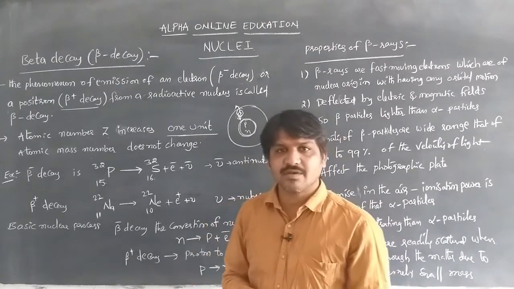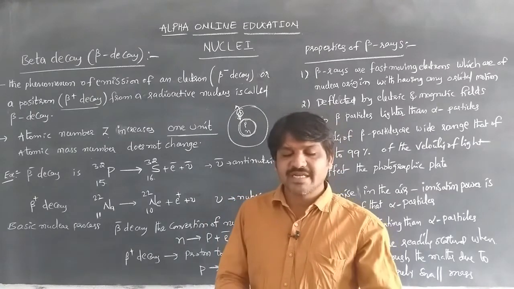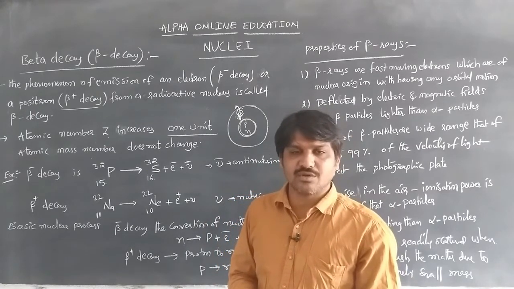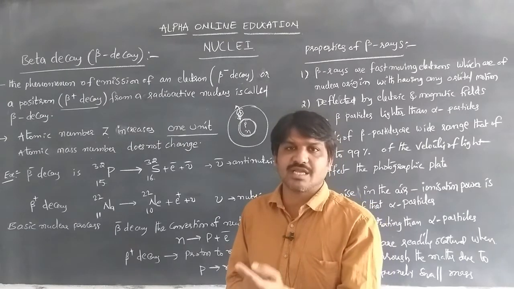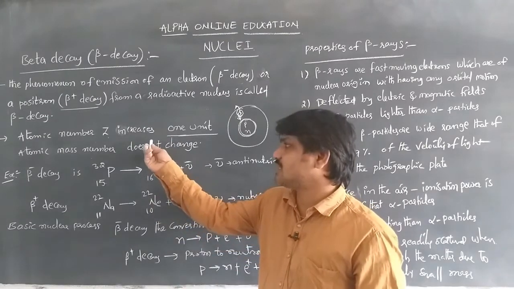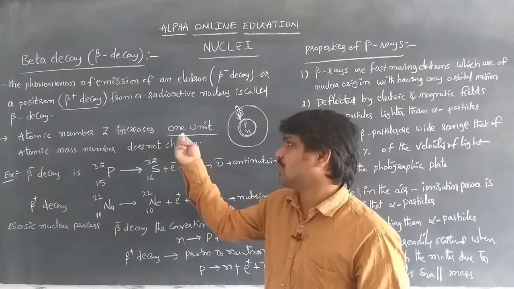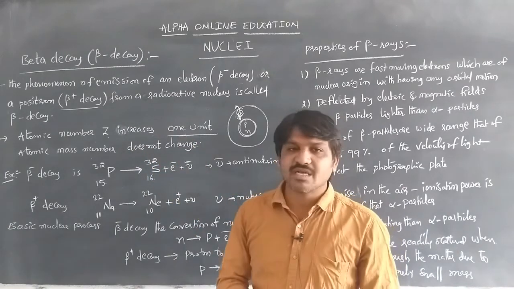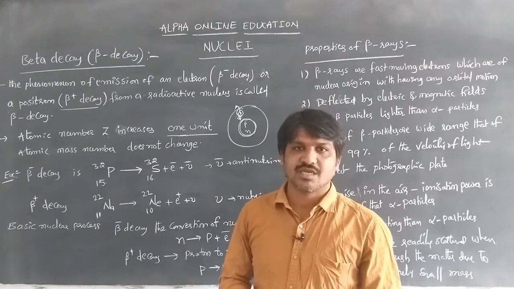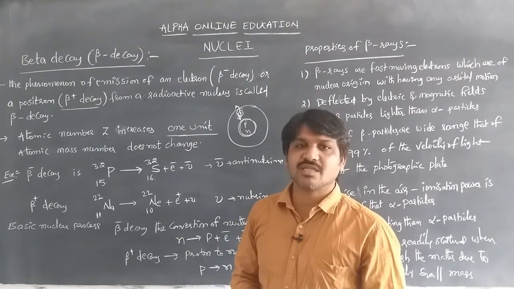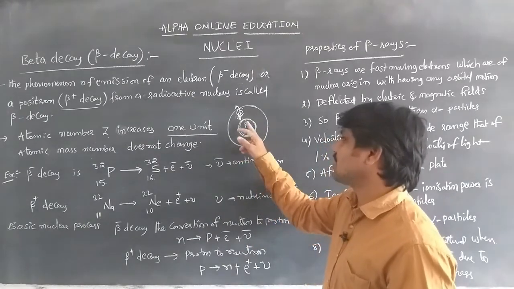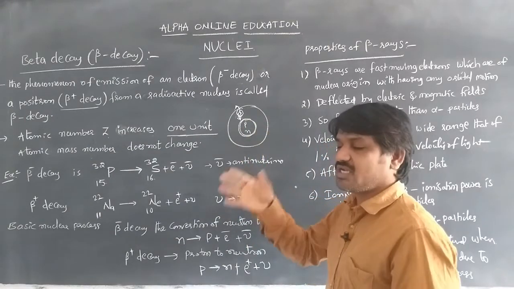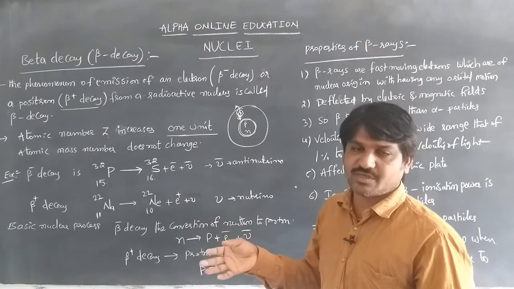If the electron is emitted from the nuclei, then one electron is emitted from the nuclei. Then in the beta decay process, the atomic number increases by 1 unit and the atomic mass number does not change. Means here, by absorbing energy, a neutron is converted into a proton, and a proton is converted into a neutron. In this process, beta negative decay and beta positive decay also take place.